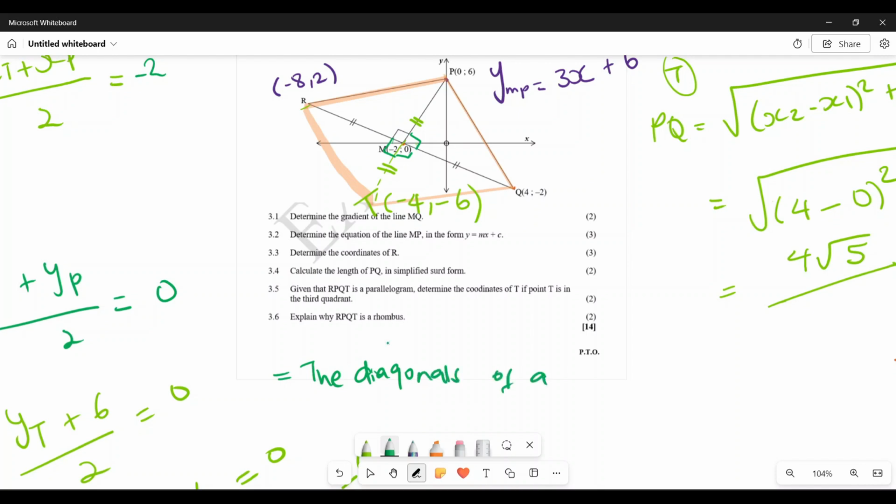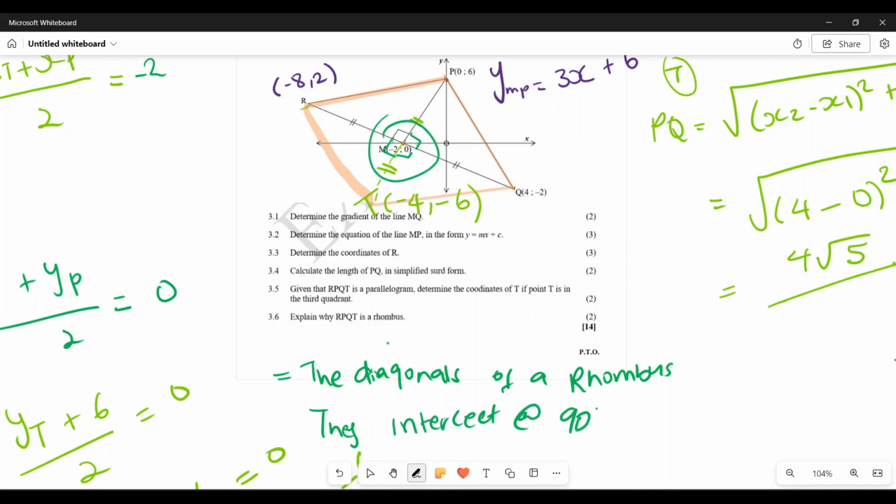of a rhombus intersect at 90 degrees. As you could see, these diagonals meet at 90 degrees. Hence, the shape will be that of a rhombus.